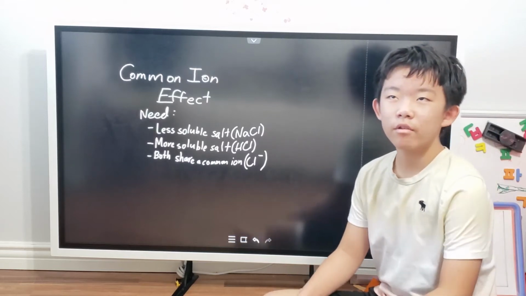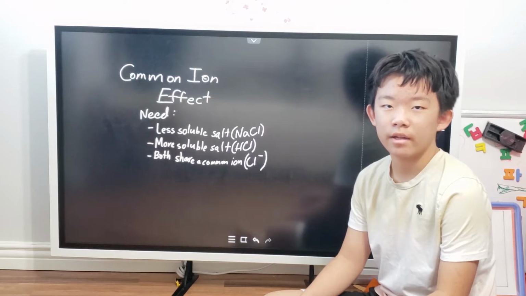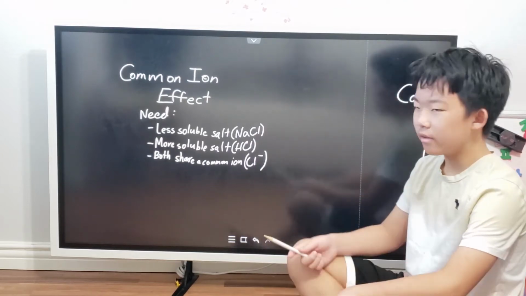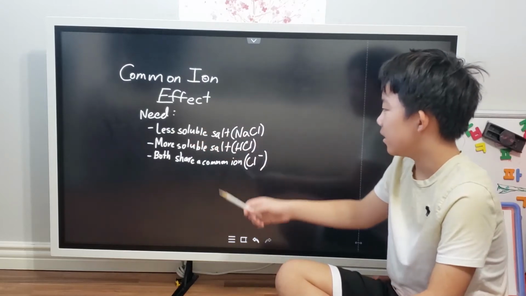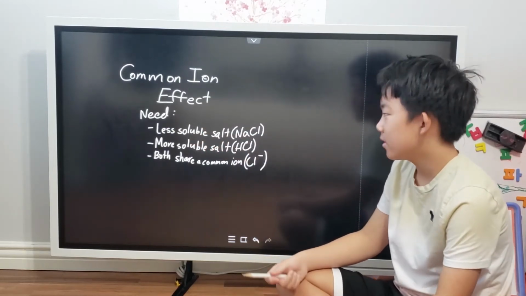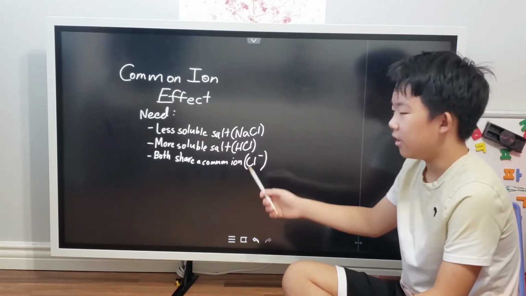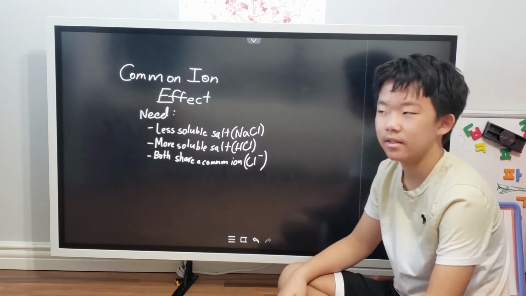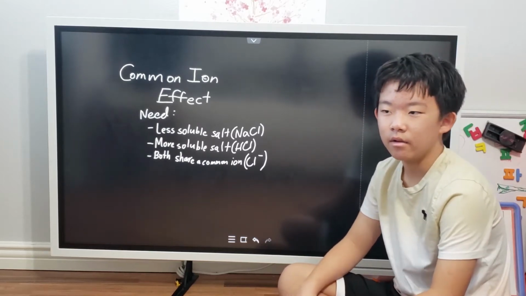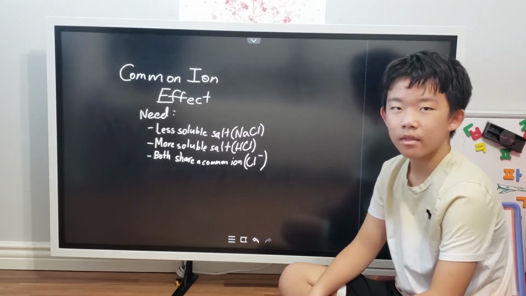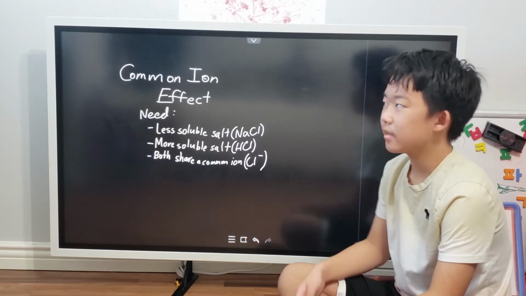Now, before we go on to the experiment, let's know a little more about the common ion effect. The common ion effect happens when you try to dissolve a less soluble salt, in our case, table salt, in a solution of a more soluble salt, in our case, HCl or hydrochloric acid, and they both share a common ion, in our case, chloride. Let's show you an example of the common ion effect.